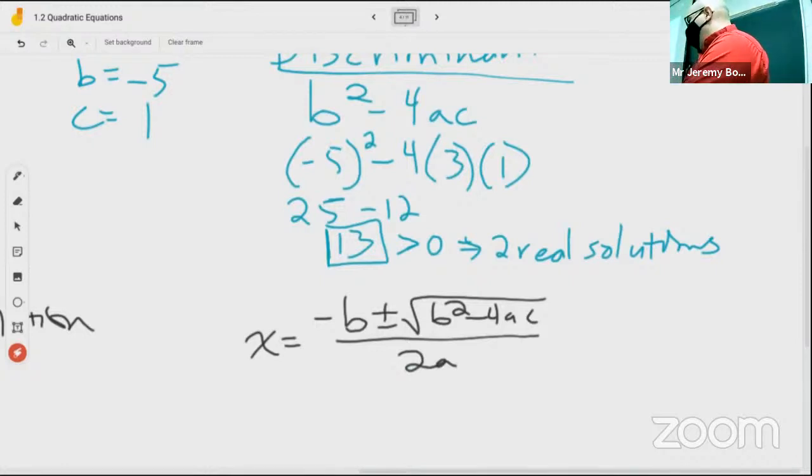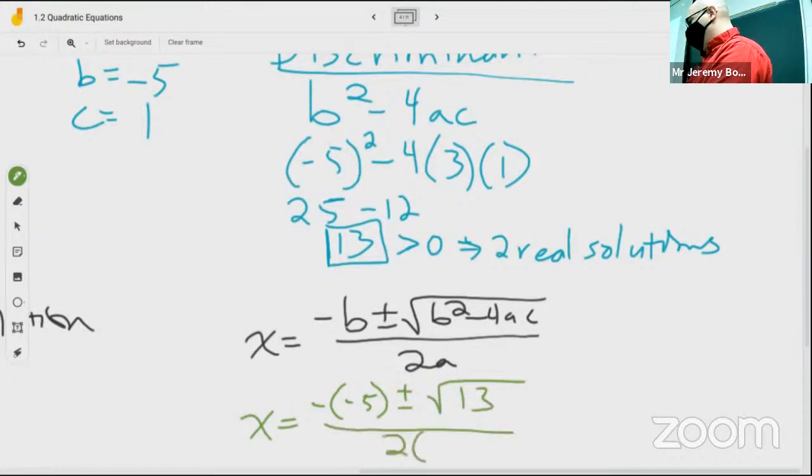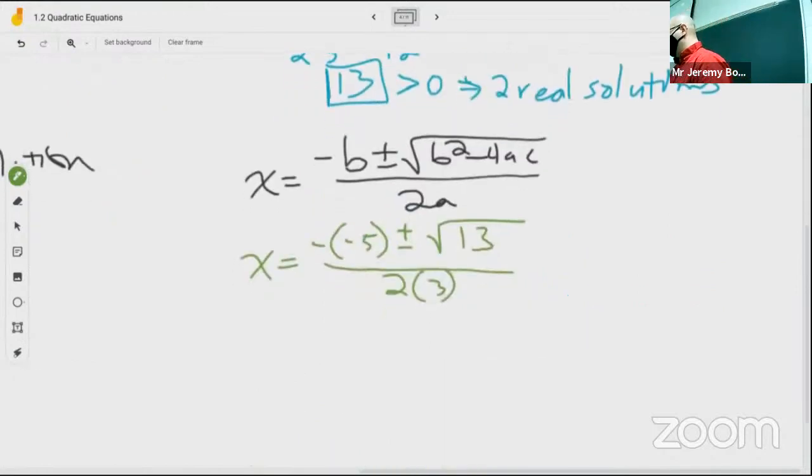So let's plug in what we got. We know b is -5, so this is going to be -5 plus or minus the square root. We already discovered that b squared minus 4ac is 13, over 2 times a, and a was 3, if I recall correctly. Yep. Questions there?